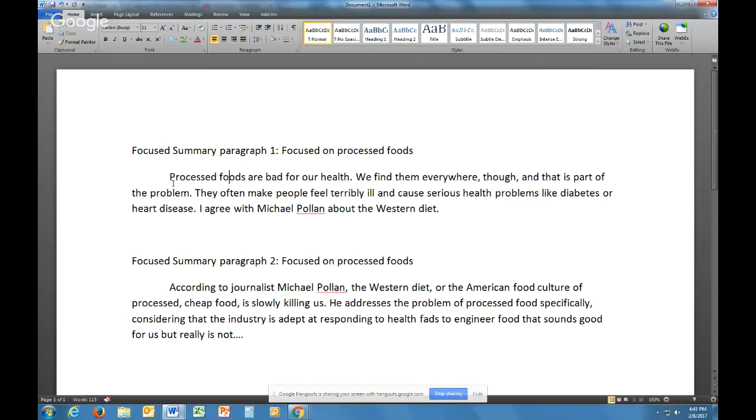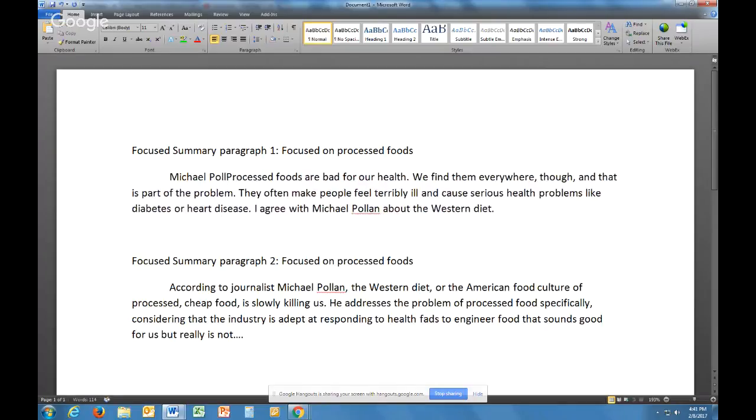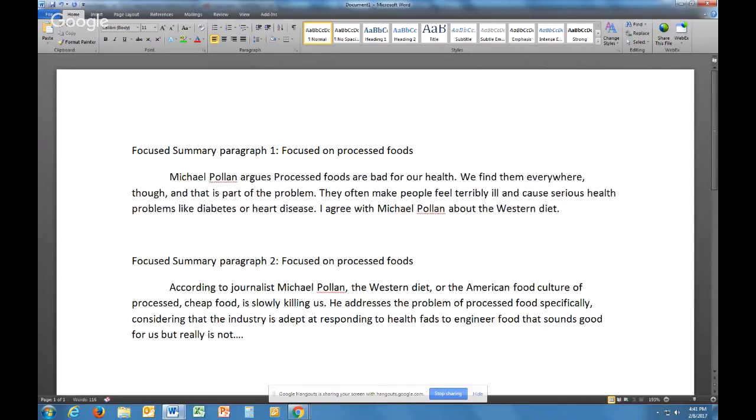The only way we would know that these are Michael Pollan's ideas is we would have to say Michael Pollan argues. You're going to get into Chapter 3 soon, and that's going to give you some really nice verbs to help you use, so that you can not just say he says, he says, he says, so you can accurately and concretely, specifically reflect how the information is being presented. But I'm just going to use argues here. So that helps because that makes it more accurate.